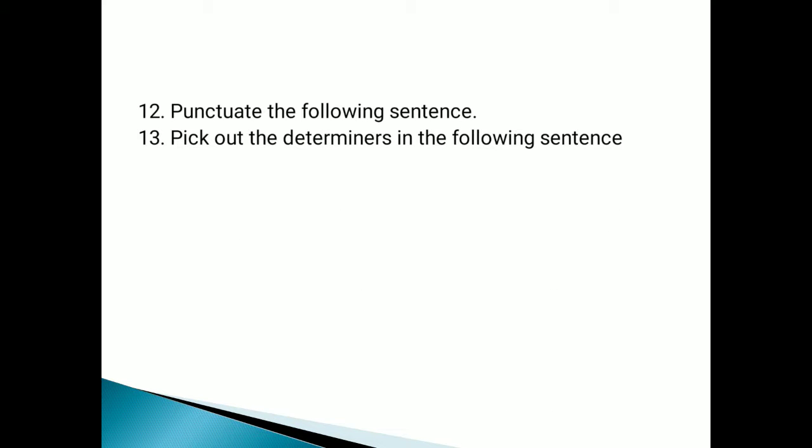Next activity, that is pick out the determiners in the following sentence. In the 8th standard, already remember, you know that determiners play one of the vital roles in the English language. Here you have to just find out the determiners and mention them. So among these activities, you will get 5 activities in the question paper and you have to just solve 4, because question number 1, A1 consists of only 4 marks.